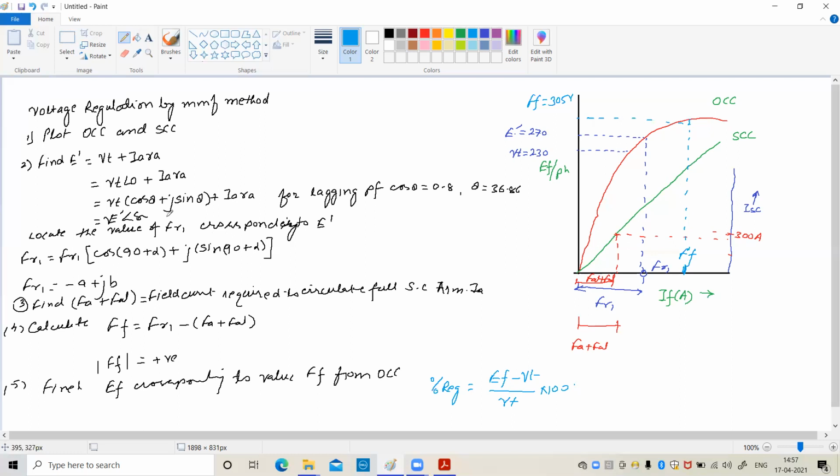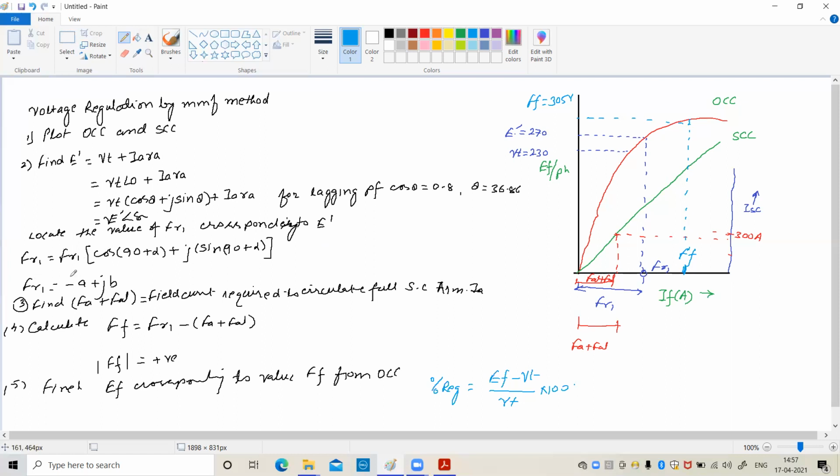Just to review. First, plot the OCC and SCC, open circuit characteristic and short circuit characteristic. Second, calculate the value of E dash, which is equal to VT plus IA RA. You will get some value of E dash at some angle alpha. Find the corresponding value of FR1 from the OCC. So whatever the value of E dash, look at the E dash value, come to the field current. This field current is nothing but the FR1.